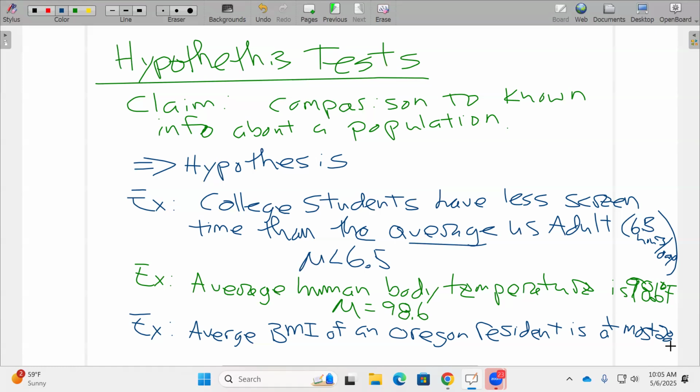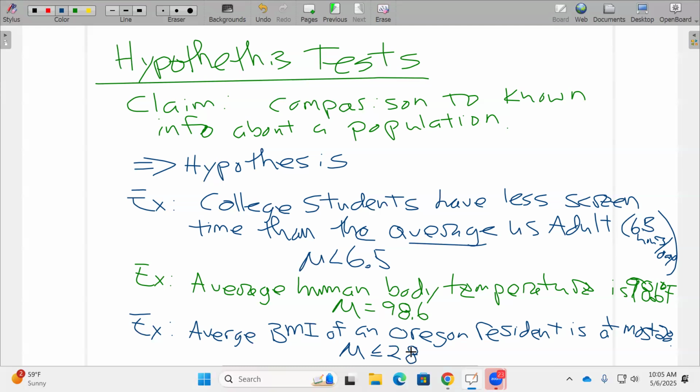Mu. Notice that when I'm writing down a hypothesis, I never use x bar for an average. It's always based on the population. At most. Ooh, what symbol is for at most? At most 28. Could it be 29? Could it be 27? Could it be 28? Yeah, it could be up to 28. So in this case, at most means less than or equal to 28.